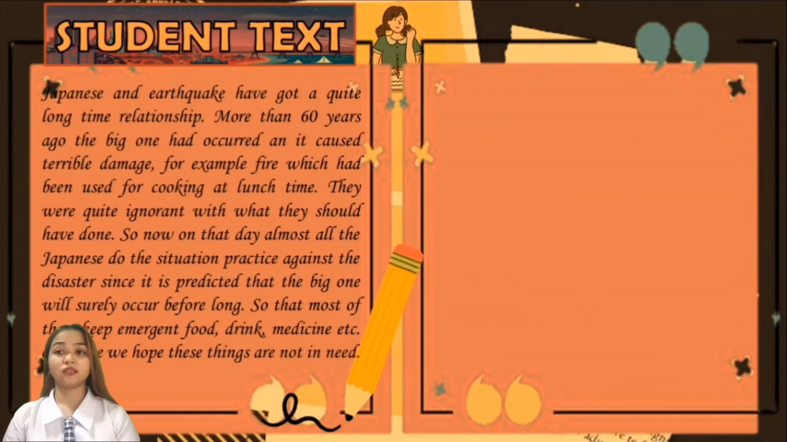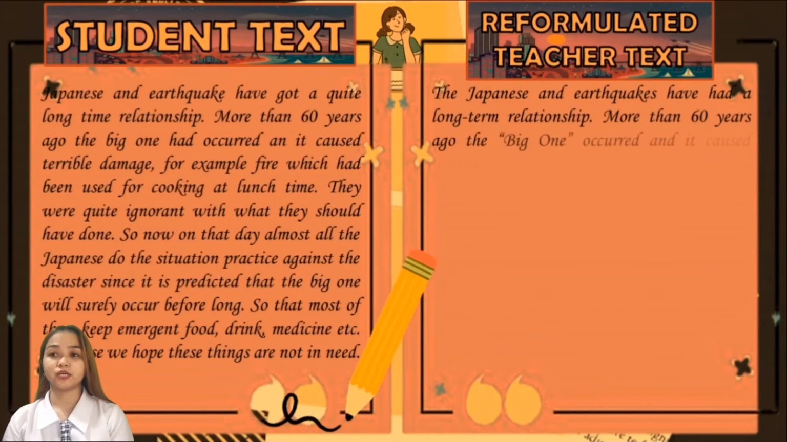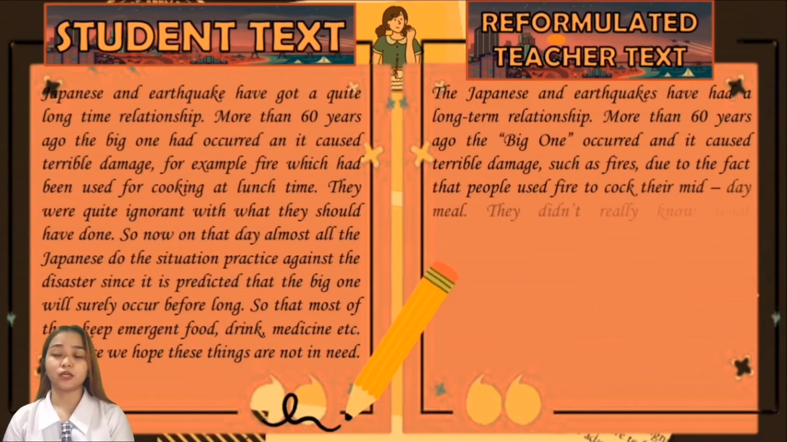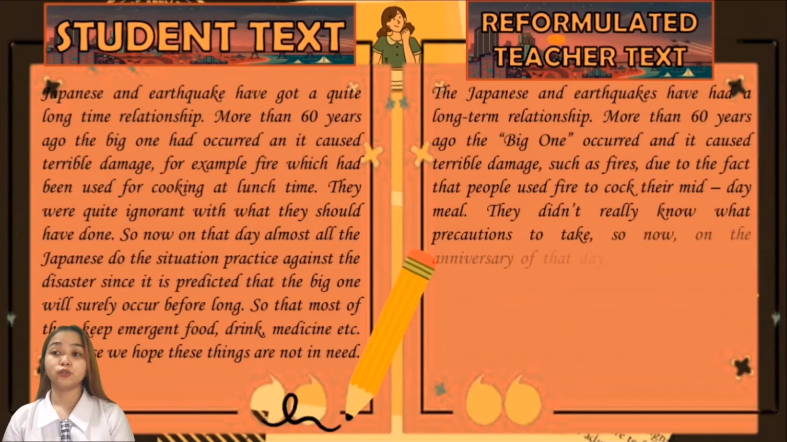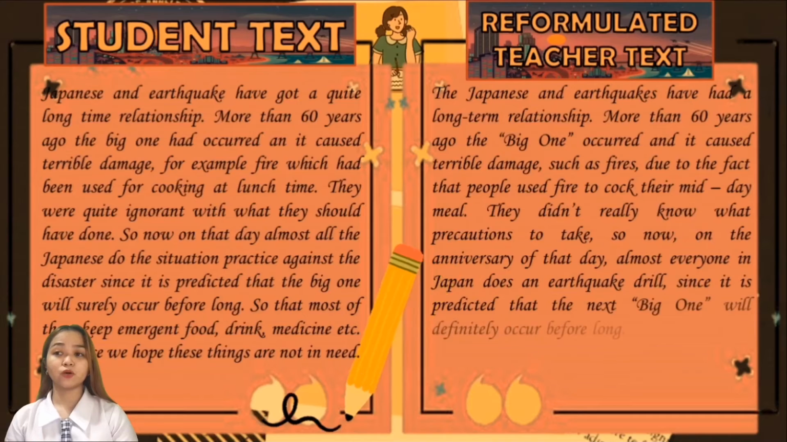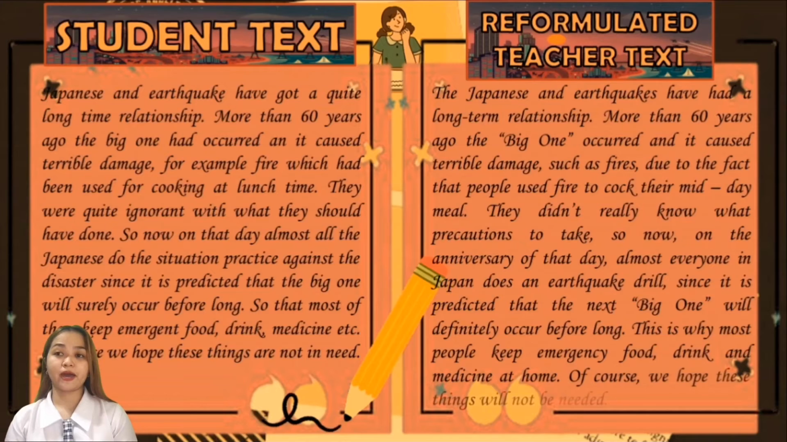For the reformulated teacher text: The Japanese and earthquakes have had a long-term relationship. More than 60 years ago, the big one occurred and it caused terrible damage, such as fire, due to the fact that people used fire to cook their meals. They didn't really know what precautions to take, so now, on the anniversary of the day, almost everyone in Japan does an earthquake drill. Since it is predicted that the next big one will definitely occur before long, this is why most people keep emergency food, drink, and medicine at home. Of course, we hope these things will not be needed.